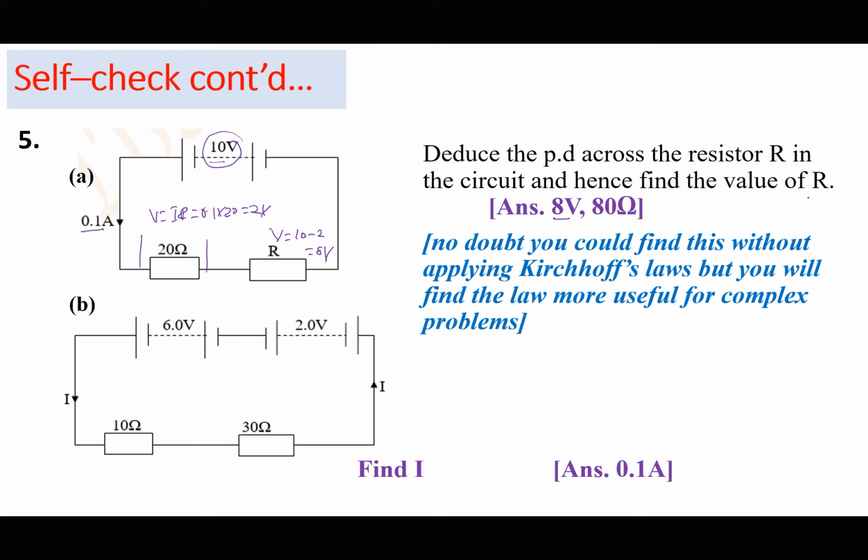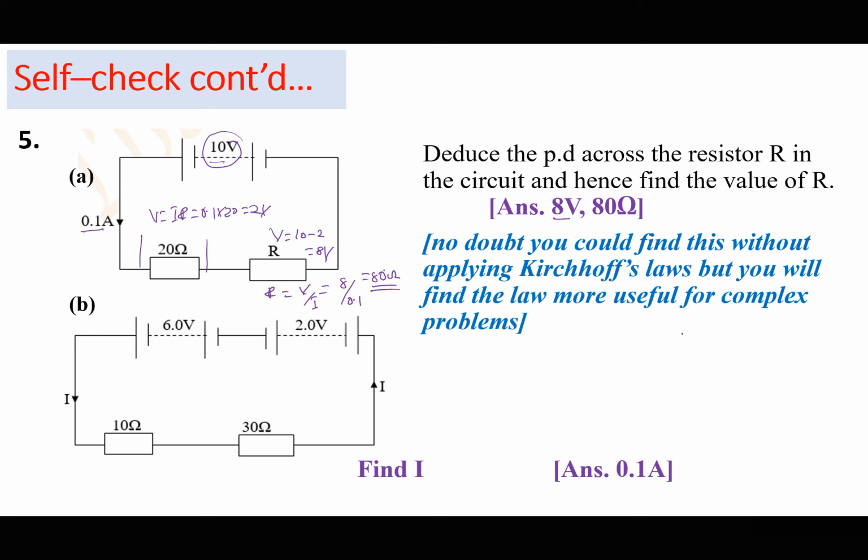Find the value of R. Since the current is the same, 0.1 amperes, the resistance is equal to V over I. V is 8 over I, which is 0.1, which gives you 80 ohms. You can verify. No doubt you could find this without applying Kirchhoff's laws, so I have not applied Kirchhoff's laws. But you will find the law more useful for complex problems.